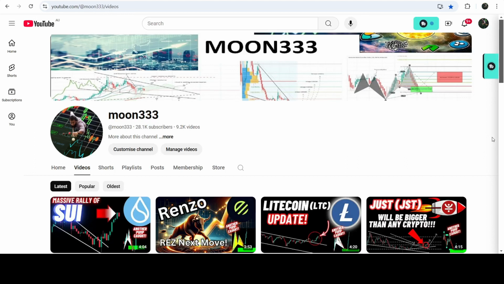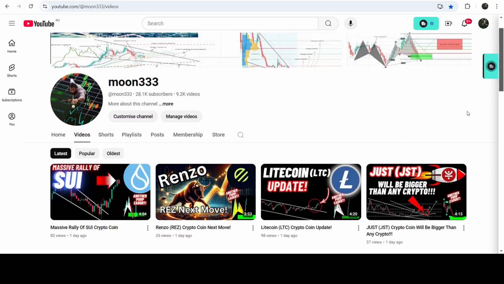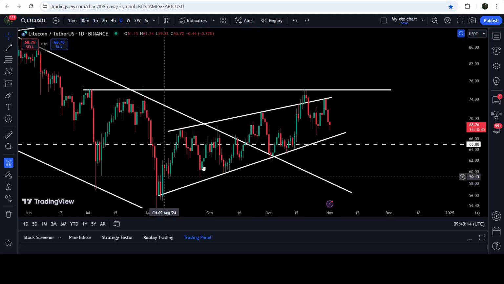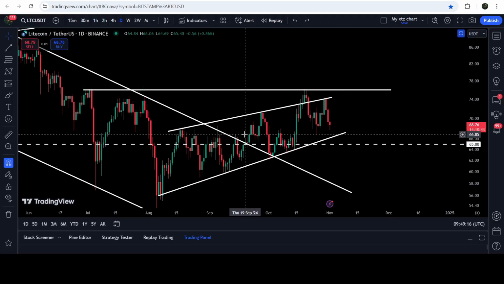As in my earlier video, I was showing you that Litecoin, after the breakout from a down channel, is stuck inside another rising wedge pattern. This was my last video that I shared almost 1 day ago with you. And now if you take a look at the live chart, you can see that it is still moving inside this rising wedge pattern.